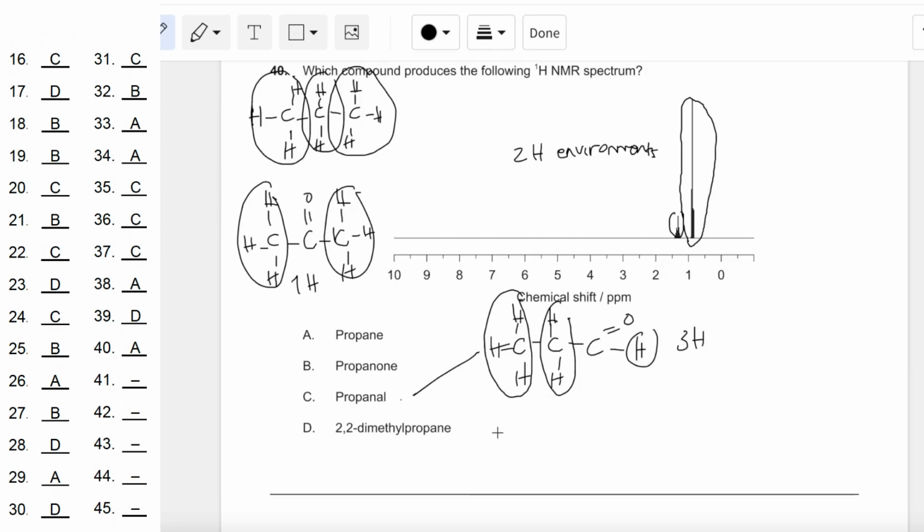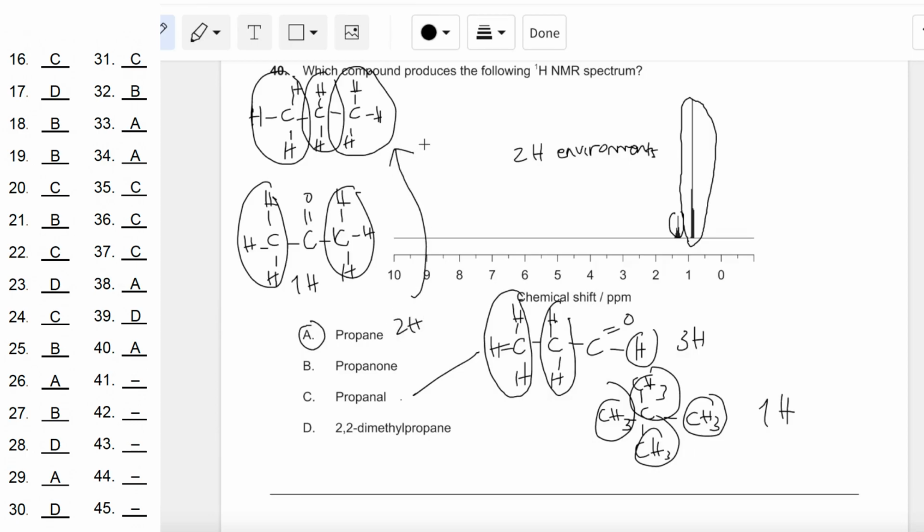2,2-dimethyl propane, CH3 here. What about 2,2-dimethyl propane, CH3, CH3, and also CH3. Only this, and it's 1 H environment. So the answer will be propane, which is 2 H environments.